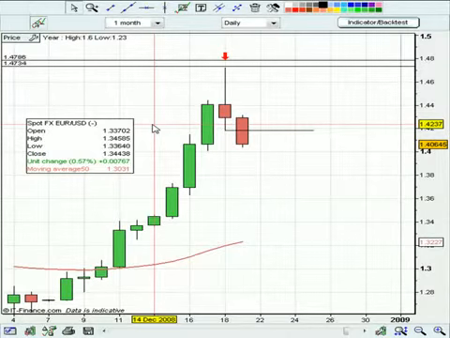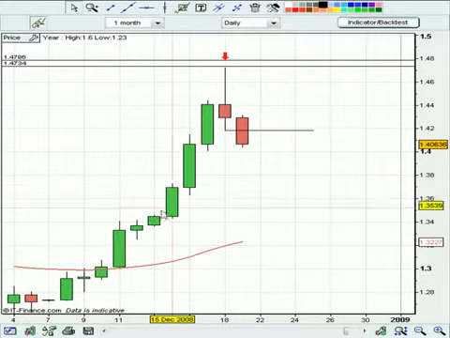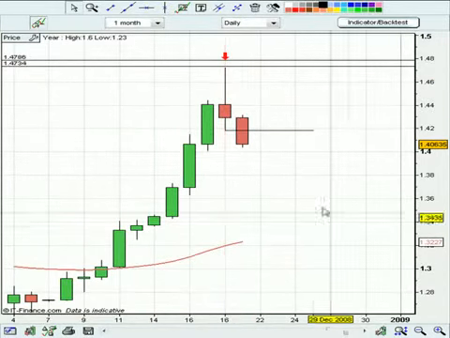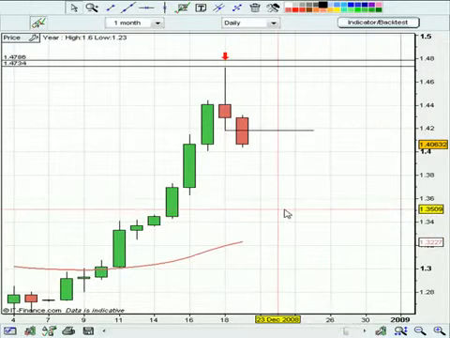The reason this market's come off is because there's simply no buying pressure left. This was short covering and buying. We've now got a sell signal. The market's going to rotate back down, in my opinion, that is.